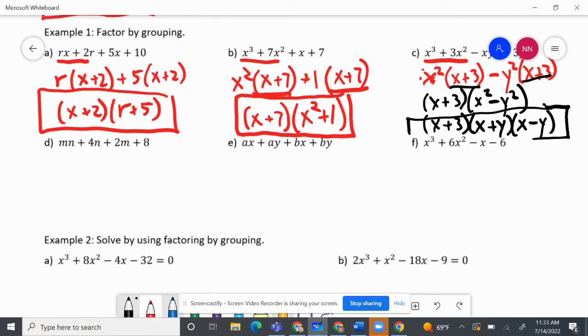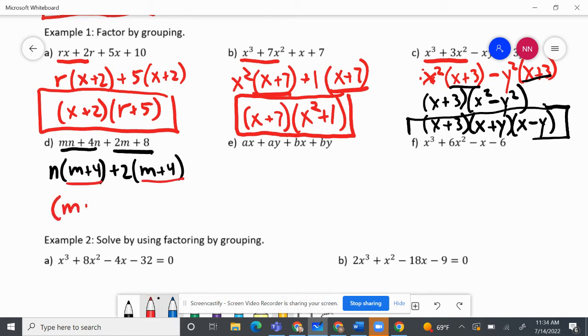So with letter D, what we're looking for is something that the first 2 have in common, and that would be an n. So we have n times m plus 4. For the second 2, we notice that they have a 2 in common, and that would also be 2 times m plus 4. When we look closely, we see that both of them have an m plus 4. So we factor out an m plus 4, and what's left over is n plus 2. So we put n plus 2.